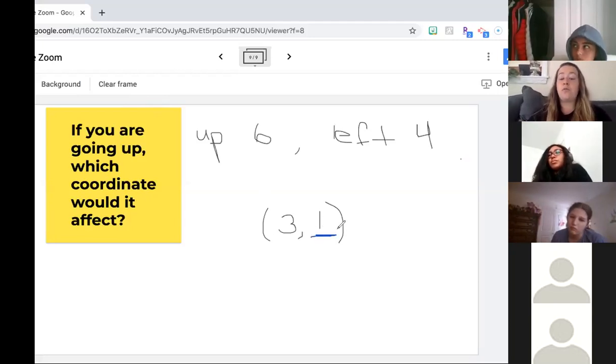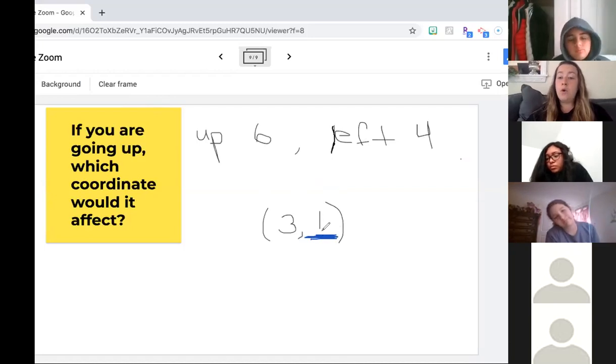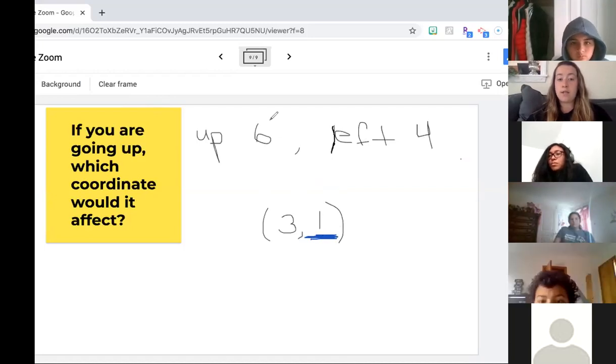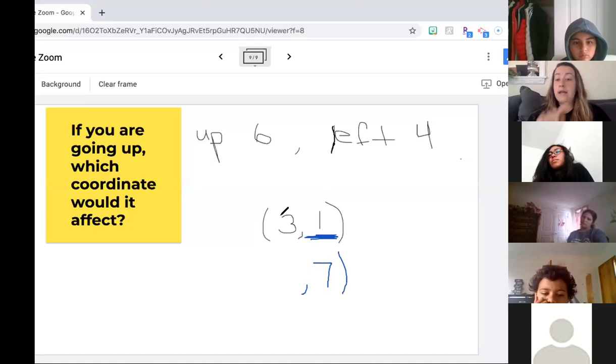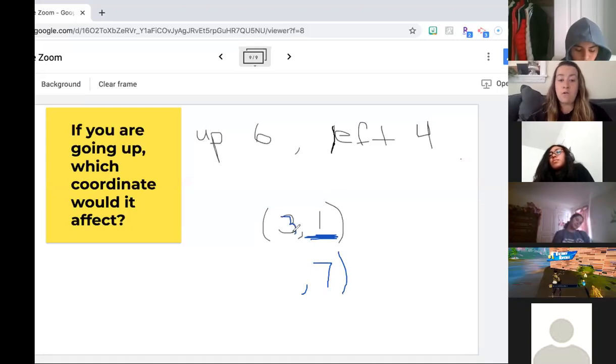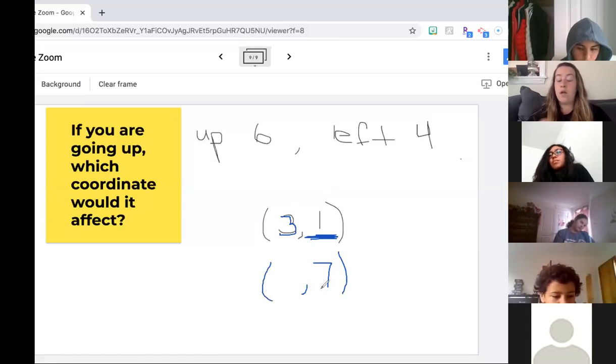So if I start at 3, 1 and I go up 6 and left 4, if I go up 6, that's going to affect this 1. And would I add or would I subtract 6 if I'm going up 6? So if I'm going up, that should kind of hopefully tell you you would add. So this 1 would now become a 7. And now I want to go to the left 4. So if left and right affects your x coordinate, if I'm at 3 and I go to the left 4, what's my new set of coordinates going to be?